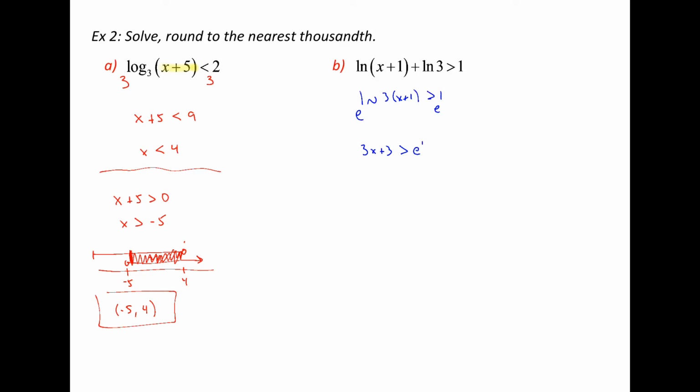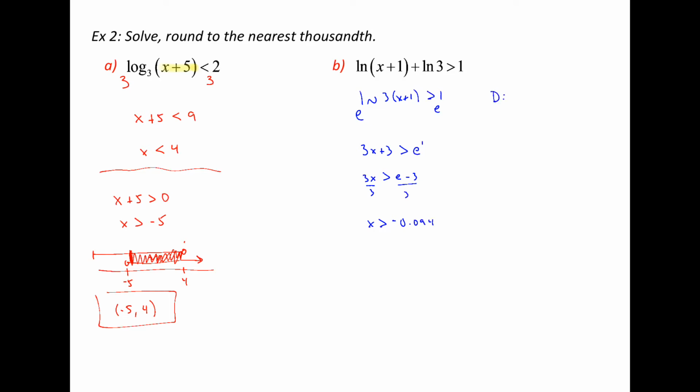We'll leave it as e to the first for now. So if we solve for x, we subtract the 3 and then divide by 3. So x is greater than approximately negative 0.094. And then once again we have our domain.